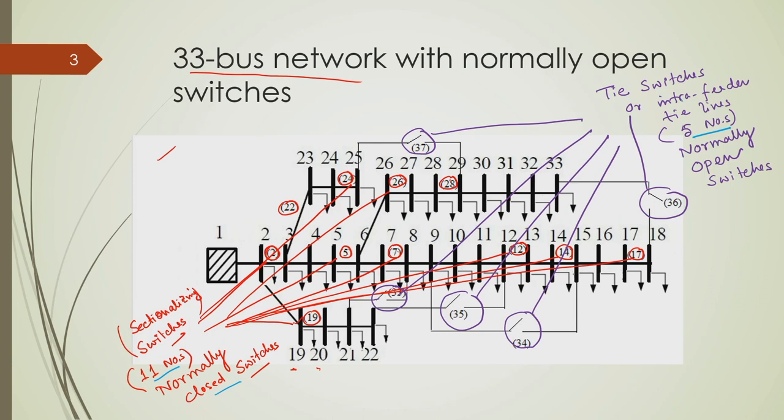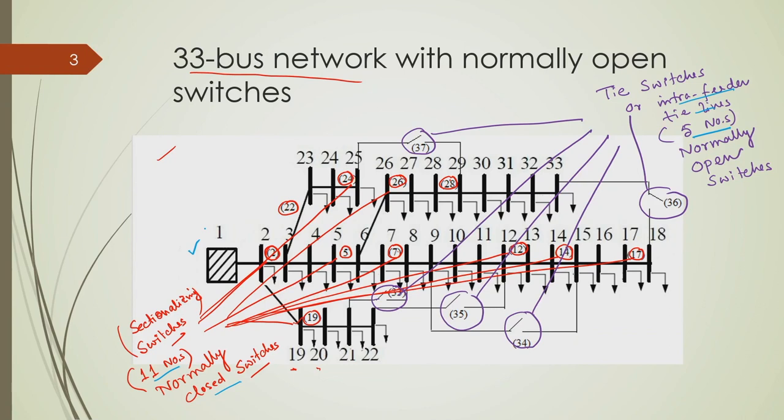Why am I calling it intra feeder tie lines? Because as I have seen, normally tie lines are kept to tie between the adjacent feeders, okay. But here this is a single feeder network as you can see. So, these switches can be called intra feeder tie lines, or simply tie switches, okay.